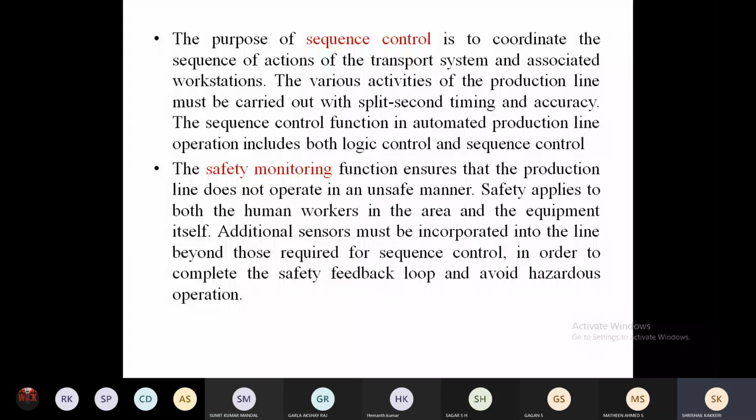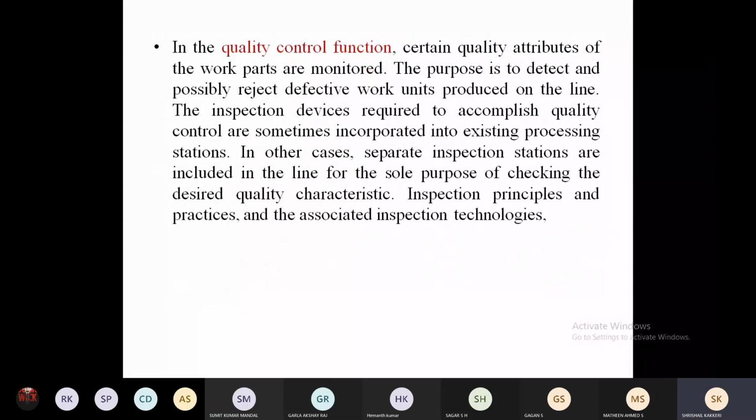The third one is quality control functions. The name indicates quality control. The quality of the work part has to be controlled, and in between, some quality control or measuring systems will be provided. In the case of a CNC machine, the control system or quality inspection system will be well built within the system itself. It is an online, inbuilt inspection method, so the rejections will be zero.